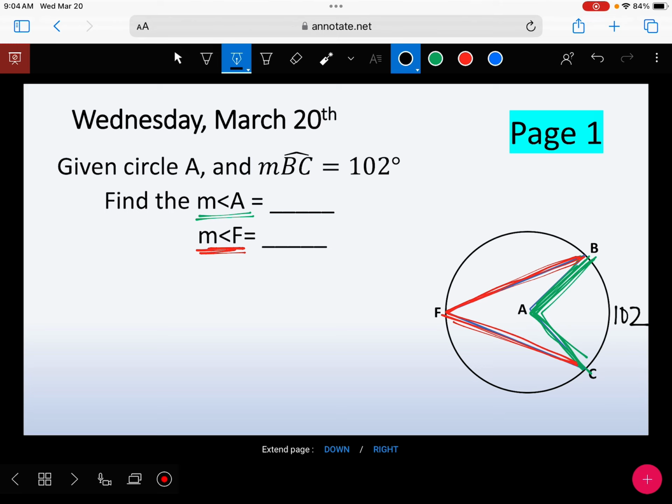What kind of angle is angle A, that green angle? Is this a central angle or an inscribed angle? Where is this at? A is the center. So does this angle go to the center or does it go to the side? Center. So that means that the measure of angle A is the same as the arc. But F is inscribed. Go ahead and write inscribed, which means it is 102 divided by 2. Go ahead and type that in your calculator. So take 102 divided by 2.